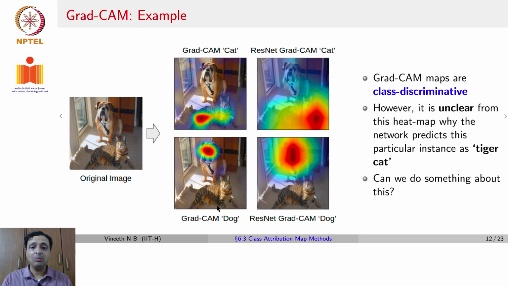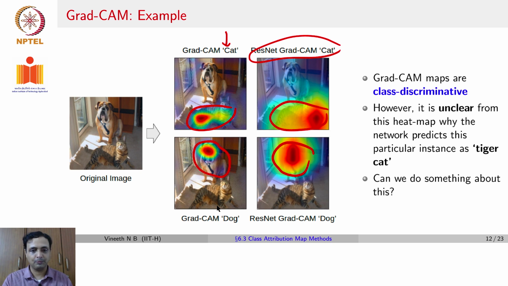You see examples now. For an original image, here is the Grad-CAM for cat, which focuses on the cat, and similarly doing this with a ResNet model, here is the location of the cat. Similarly for a dog, it looks at the dog to be able to say it's a dog, and similarly the ResNet model looks at the entire dog to be able to say it's a dog, which is quite good.